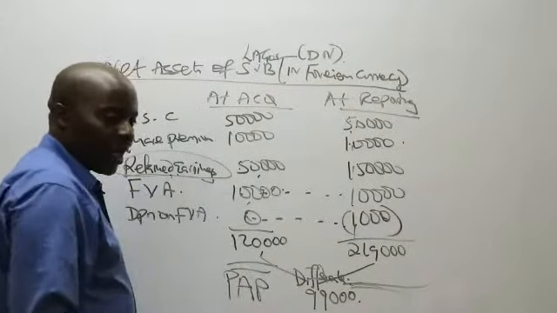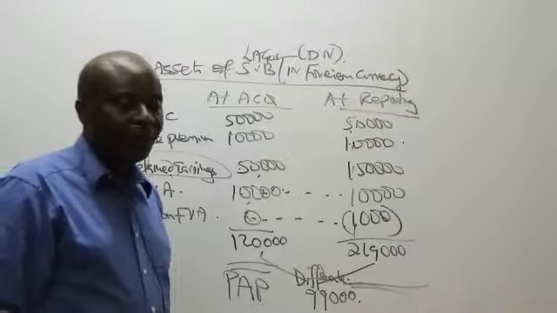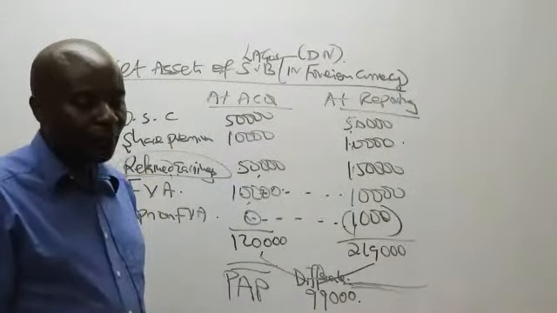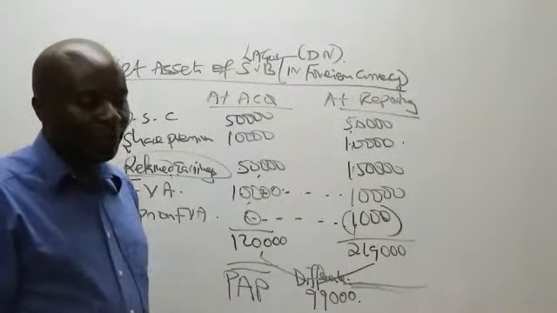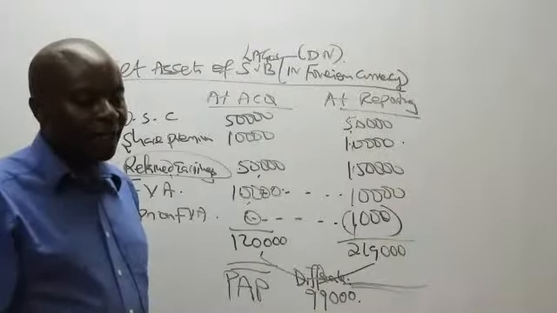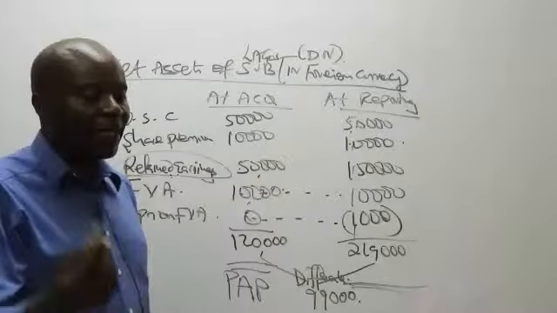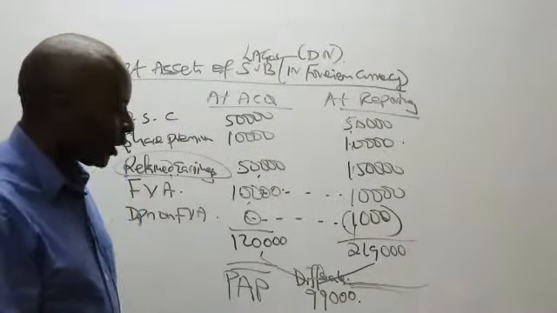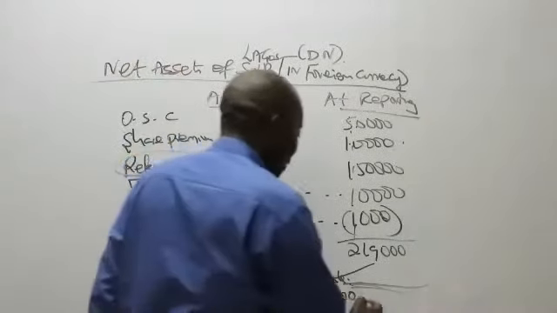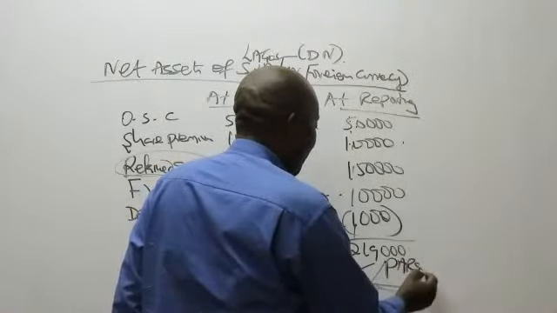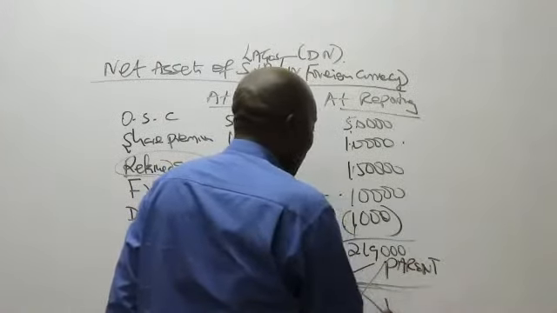And what do we normally do to the POP? We share it. We split it between the parent and the NCI. So come and split this. Tell us the parent will take how much and the NCI will take how much.